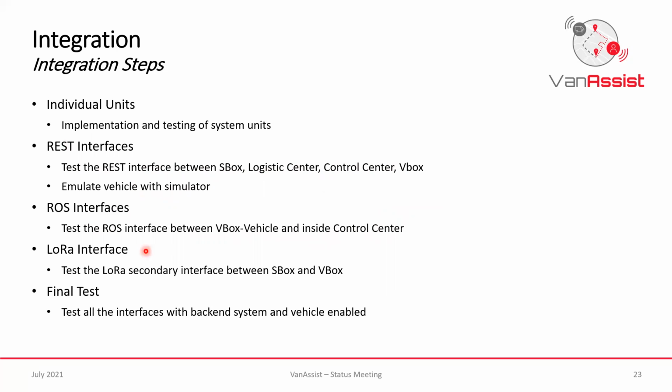Then there is the LoRa interface, which is used for secondary communication. The LoRa secondary interface between SBox and VBox has been implemented and tested. And the final stage is testing all the interfaces with the backend system and vehicle enabled.